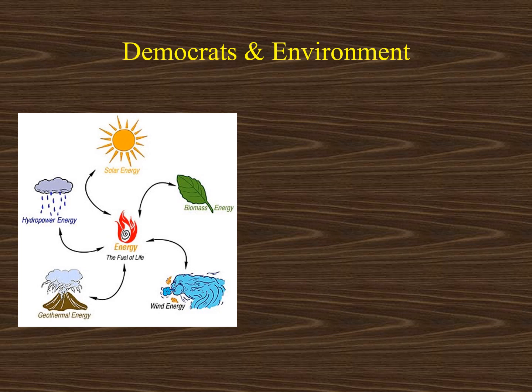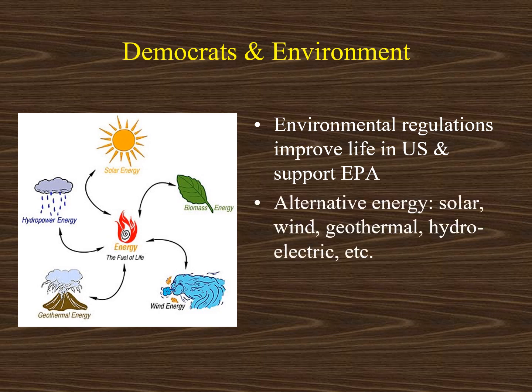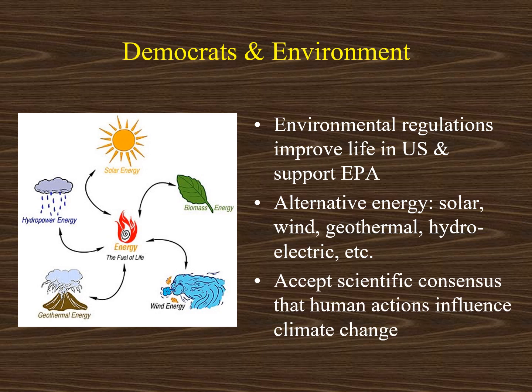Again, if we can explore this in a little bit more detail, liberal Democrats would argue that things like the Clean Air Act and the Clean Water Act, those environmental regulations, improve life in the United States, and they would support the regulations of the Environmental Protection Agency. They would focus on alternative energy like solar, wind, geothermal, things like that. And liberal Democrats are more likely to accept the scientific consensus that humans are impacting climate change.